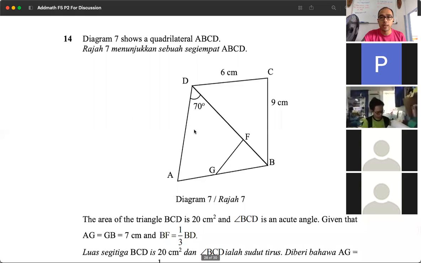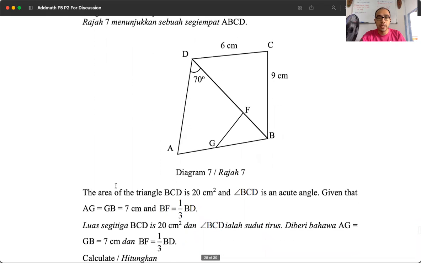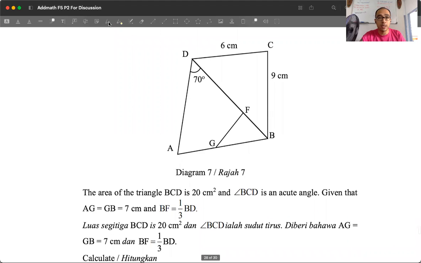Okay, so if you have your answer for question number 14, take a look at question number 14. So this is the question. Okay, diagram 7 shows a quadrilateral ABCD. So you're given this quadrilateral over here, and it's ABCD, sisi 4. Okay, then dia cakap the area of this triangle BCD is 20 centimeters squared. Okay, and this is where we start writing down. So over here the area is 20 centimeters squared. Okay, and BCD is acute angle.